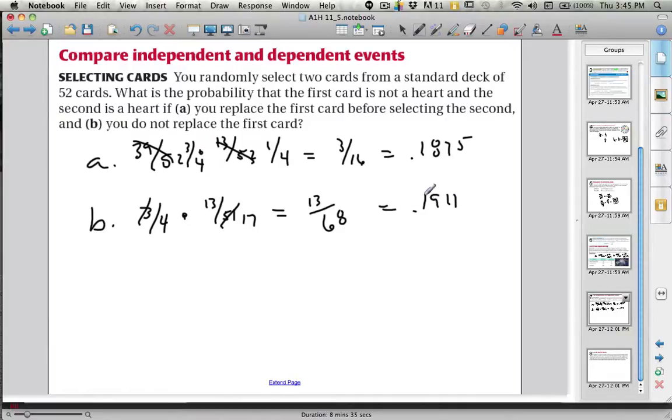So you can see in the dependent event, it's a little more likely to happen. But that's because this non-heart got put back into the deck. And that's what caused the difference in the probability.